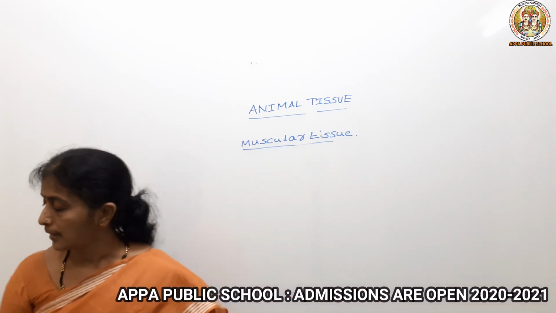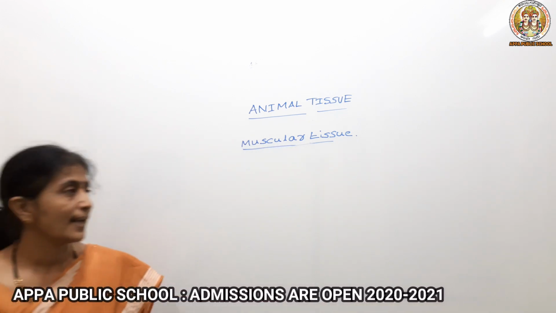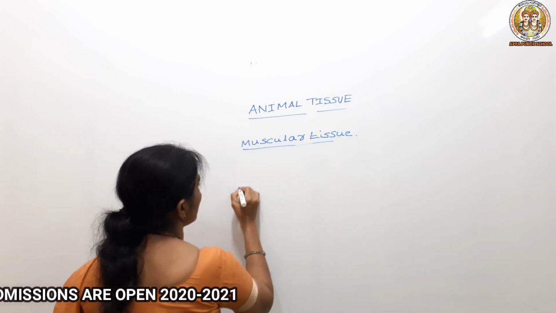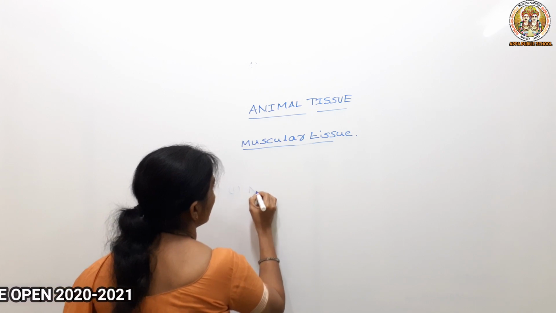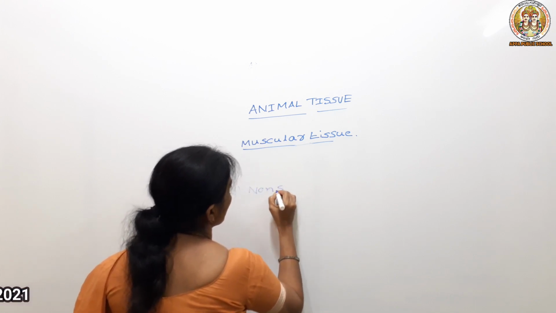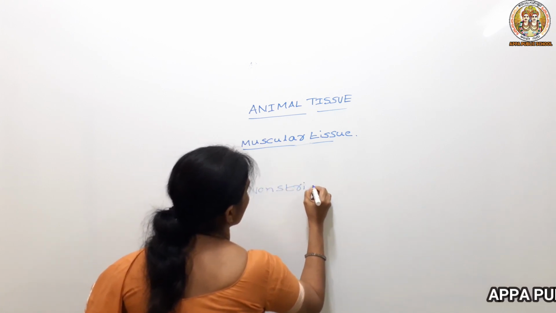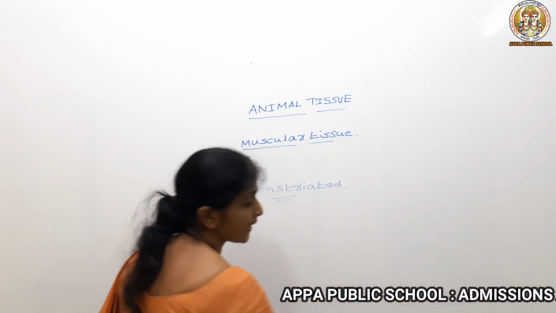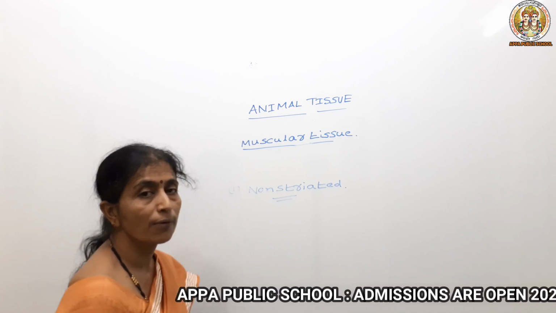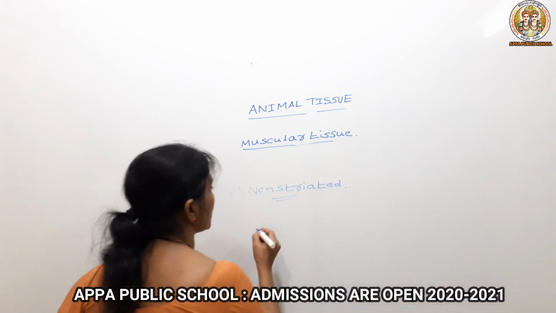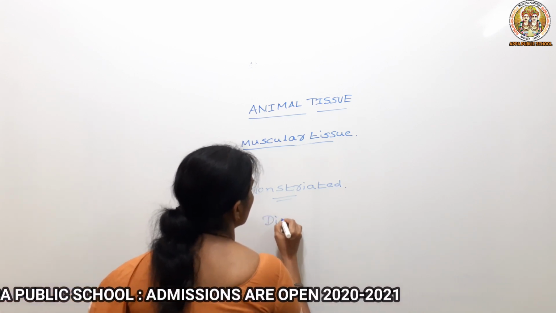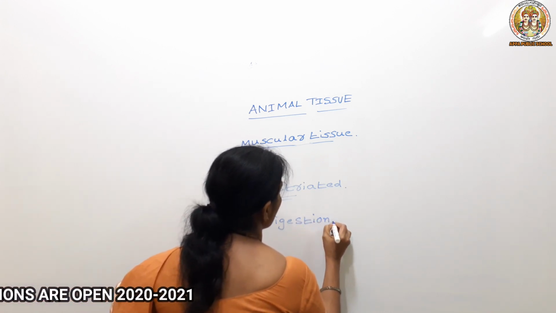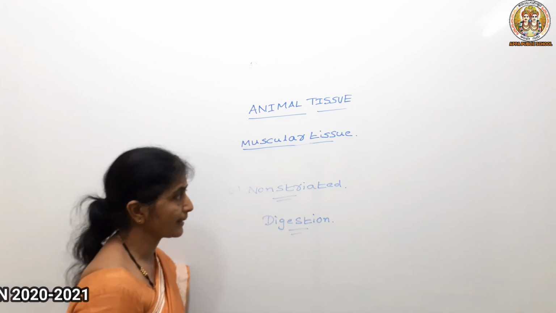The rhythmic contraction and relaxation is present even in the case of the unstriated or non-striated muscle, but it cannot move according to our will. For example, the breathing rate we cannot control according to our will. The digestion we cannot control. All these are not under our control. That's why we name them involuntary muscles.